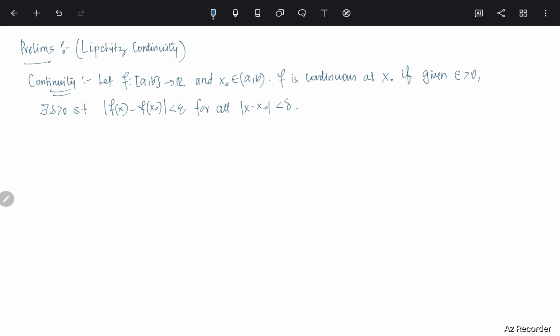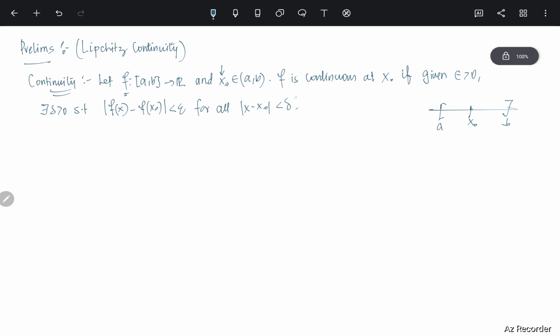So essentially what we have is this. Let's say you have a function f from [a, b] to R. So it is defined on a closed interval [a, b] and the range is in R, a real valued function, and you are starting with a point x naught, which is in the open interval (a, b). So x naught is any point, you have a, you have b, and x naught is an interior point of (a, b).